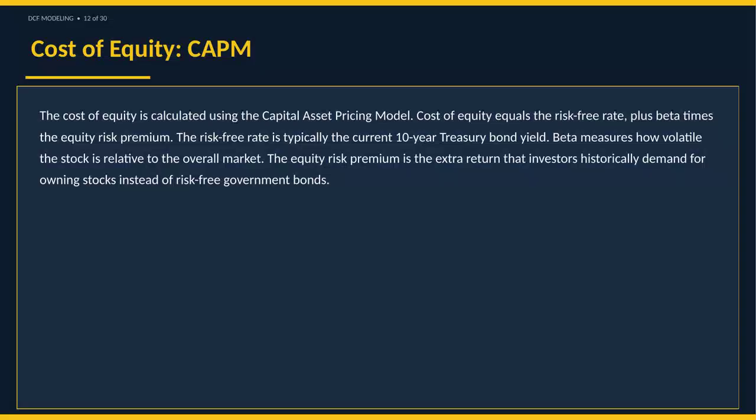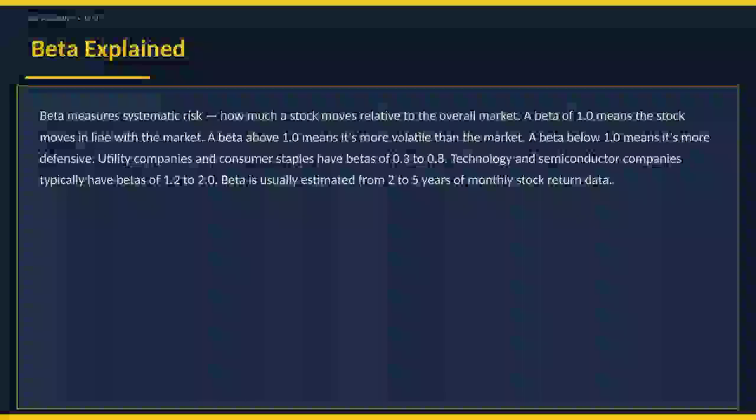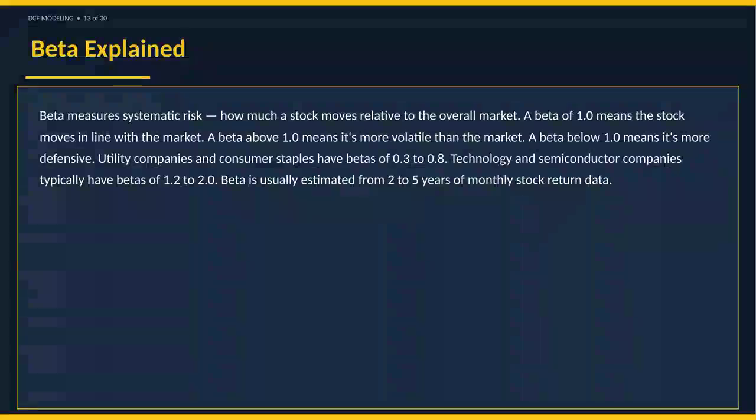The risk-free rate is typically the current 10-year Treasury bond yield. Beta measures how volatile the stock is relative to the overall market. The equity risk premium is the extra return that investors historically demand for owning stocks instead of risk-free government bonds. Beta measures systematic risk, how much a stock moves relative to the overall market. A beta of 1.0 means the stock moves in line with the market.